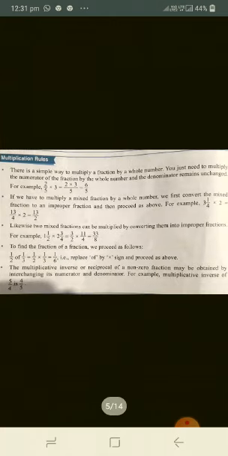Next one, multiplication. Multiplication rules. There is a simple way to multiply a fraction by a whole number. You just need to multiply the numerator of the fraction by the whole number and the denominator remains unchanged. For example, 2 by 5 into 3. If there is no denominator, that whole number belongs to the numerator. So you can multiply with the numerator. 2 3s are 6 by 5. If we have to multiply a mixed fraction by a whole number, first we convert the mixed fraction into an improper fraction and then proceed as above.